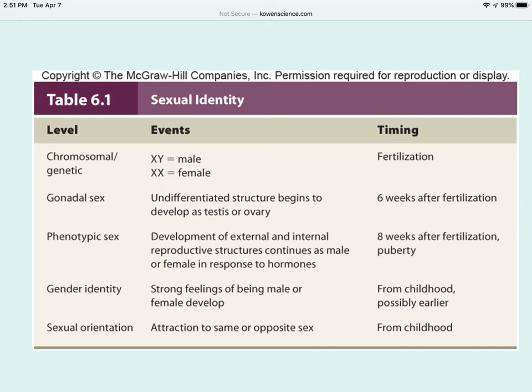So just to give you an idea, chromosomal genetics, you're XY if you're a male, you're XX if you're a female, that occurs at the time of fertilization. Gonadal sex, which is where you have the undifferentiated structures, and they start to form either testes or ovaries. That's about 6 weeks after fertilization. Phenotypic sex, this is where you have the development of the internal and the external reproductive structures, and then it continues as a male or a female in response to hormones. That's about 8 weeks after fertilization and continues up to puberty.